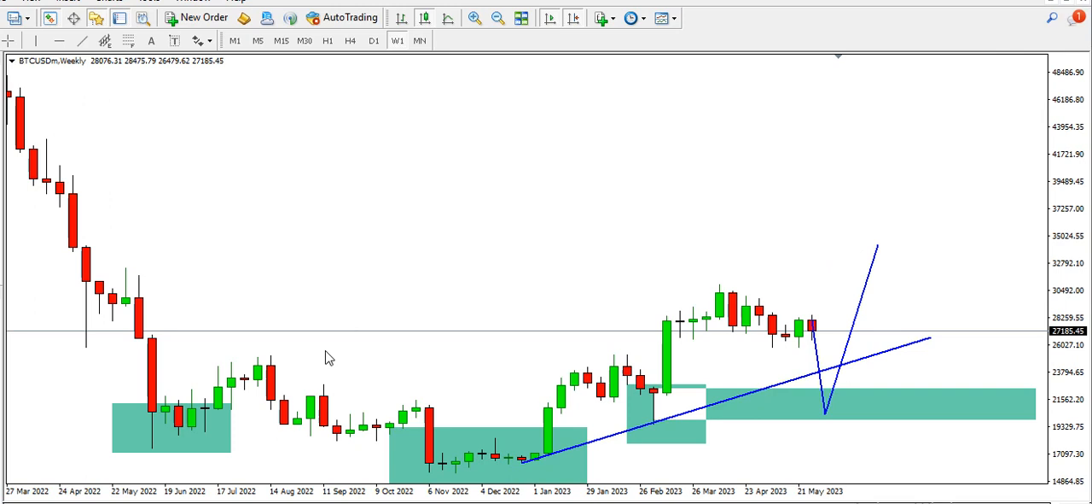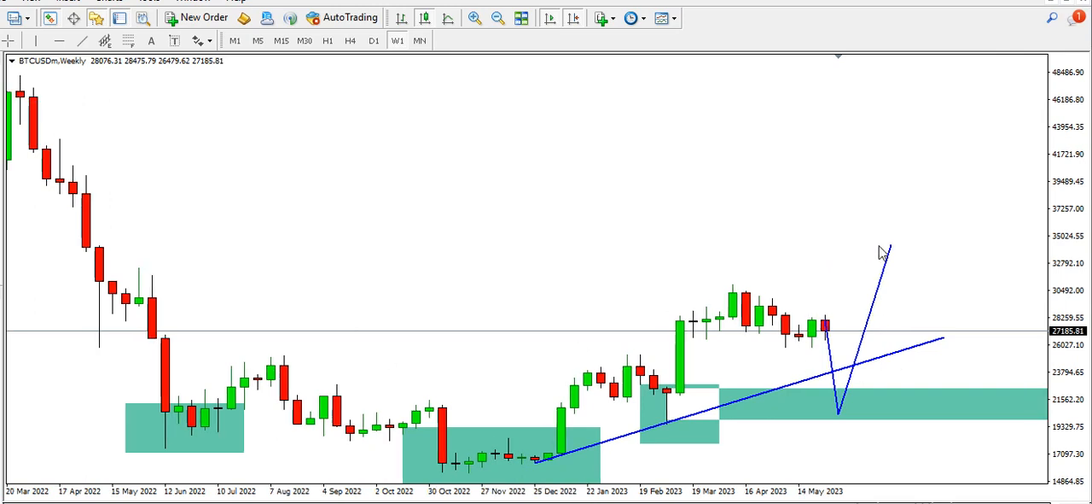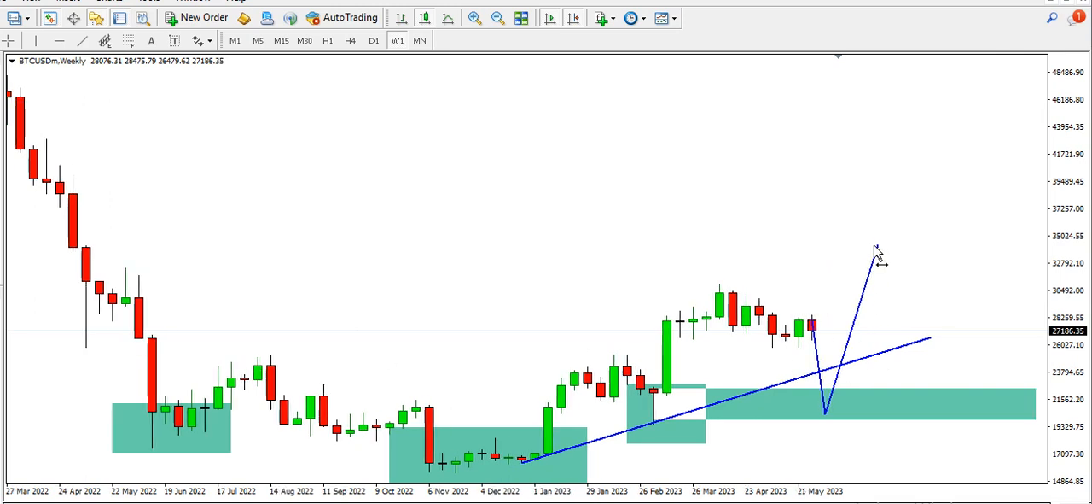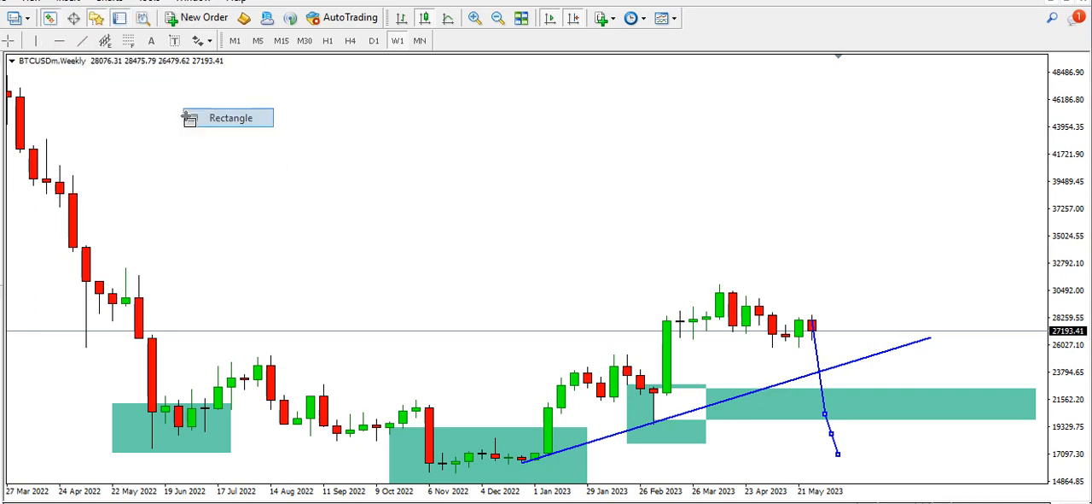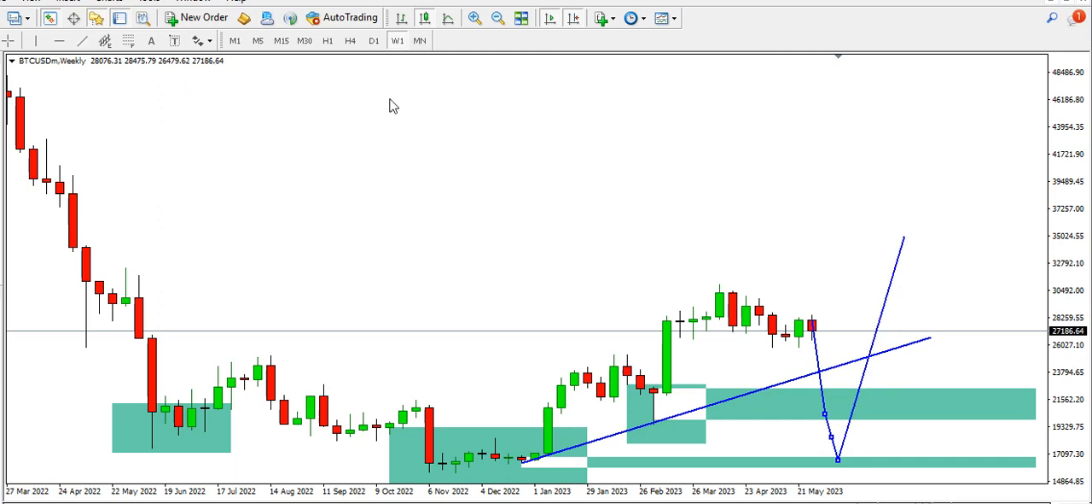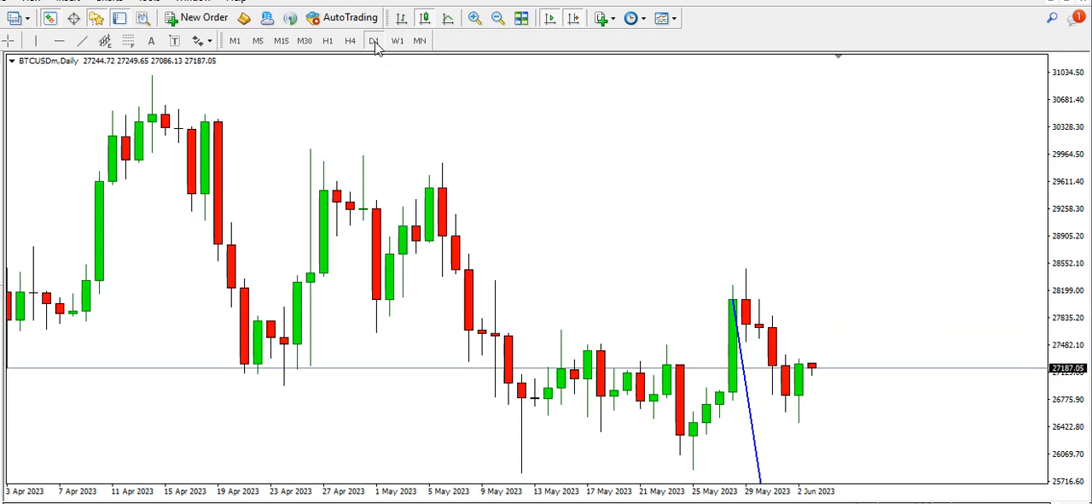All right. But if that support level fails, we still have another support level, another order block at the bottom. I'm talking about this order block at the bottom that could serve as support to price before price might likely appreciate and go up. But that's that for the weekly time frame. Let's take a look at the daily time frame. What do we have on the daily time frame?